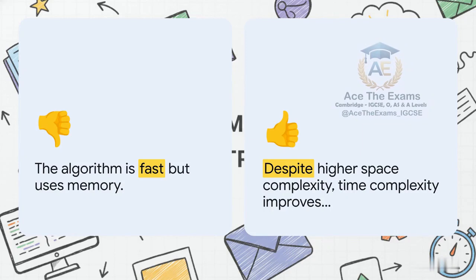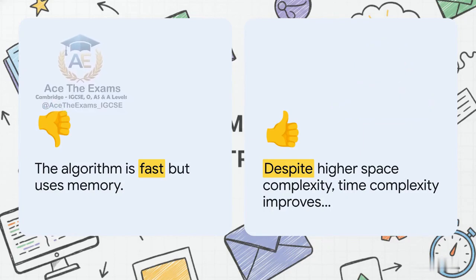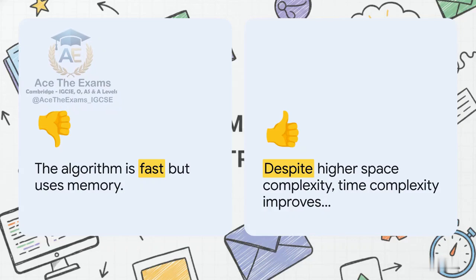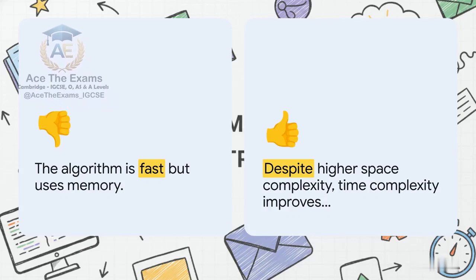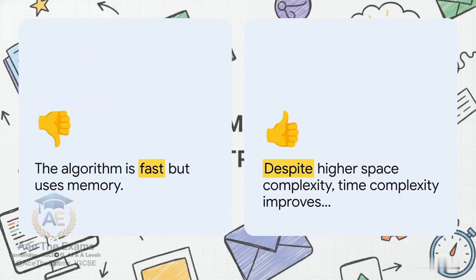Now consider the perfect answer. Despite higher space complexity due to the additional array, the time complexity improves significantly because the XOR swap logic eliminates the need for a temporary variable. Wow! See how it uses the connective despite, deeply analyzes the specific trade-off, and draws a firm conclusion? That is exactly how you secure maximum evaluation marks.